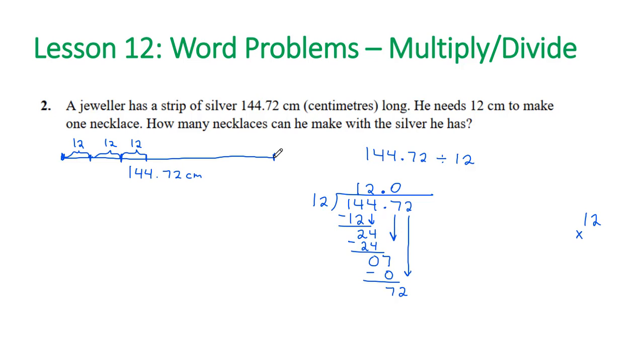So we might want to do some work on the side here to figure that out. 12 times 6 makes 72. So we're going to put that there, and we determined that 12 times 6 is 72, so we have a 0 remainder. So how many necklaces can he make with the silver he has? Well, he can make 12.06, but I don't think anybody's going to have a necklace that short. So we're going to just round this. We can say he can make 12 necklaces.